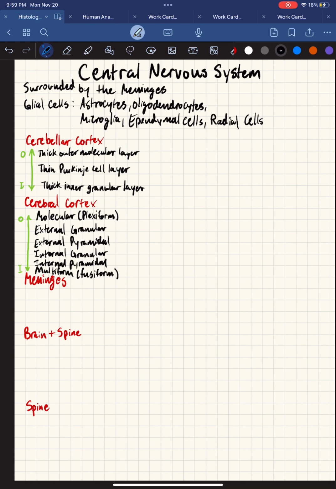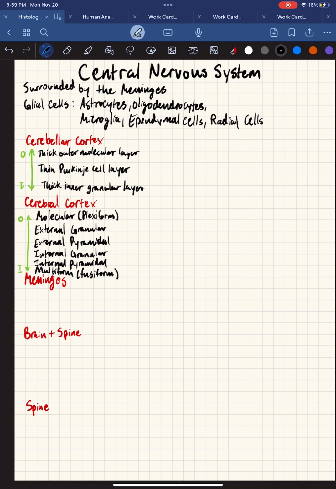So a good way to remember it is that both the complete outermost and the complete innermost have a prefix form layer. So you've got the molecular and multiform, which is going to be the plexiform and the fusiform. And then there's always going to be 2 externals and 2 internals. And then there's always going to be 2 granulars and 2 pyramidals. So if you can fulfill those prerequisites, you will have all the layers of the cerebral cortex. And that makes it a little easier to memorize it.